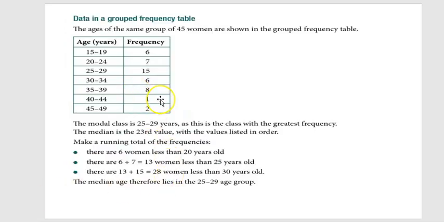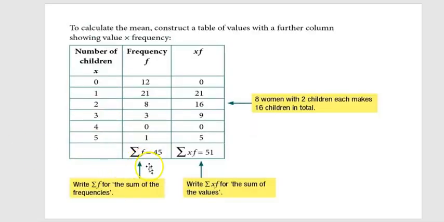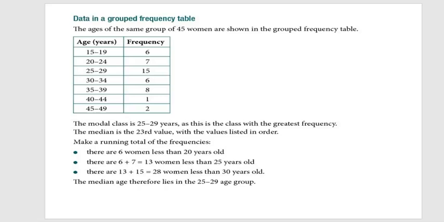From here we can deduce, therefore, in case you are given to find the mean of this data, it is supposed to be the summation of f of x divided by the summation of f. So we simply take 51 divided by 45. Now let's look at the data in a group frequency table.